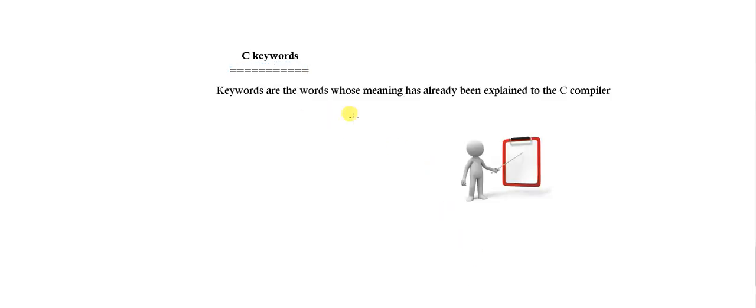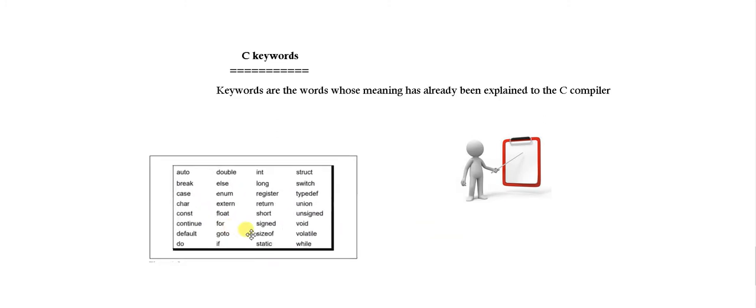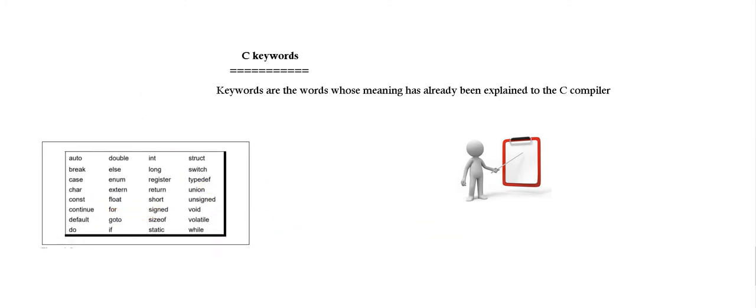So your first question would be, what is a keyword? Keywords are words whose meaning has already been explained to the C compiler. What does that mean? For example, you can take www as a variable name. But let me give you one picture so it will create more clarity. These are the keywords used in C. There are 32 keywords. You can count, it's 32.